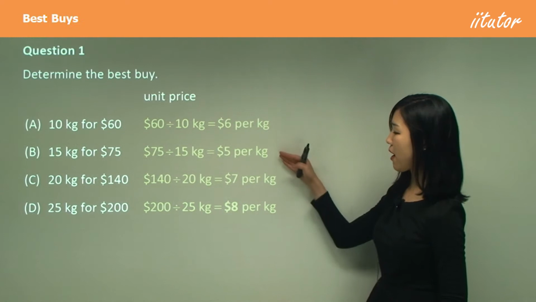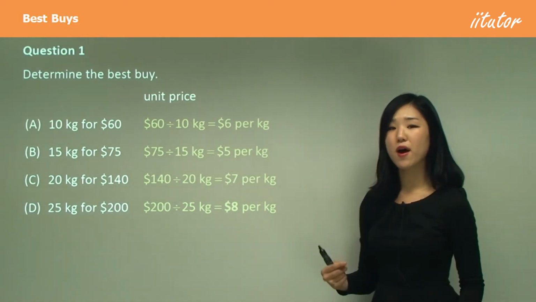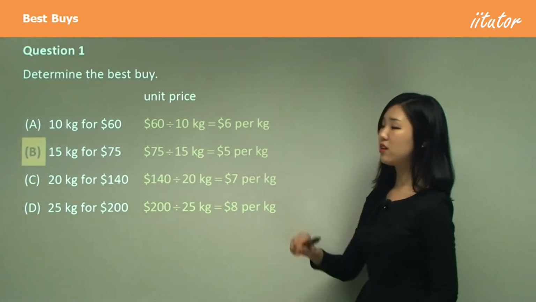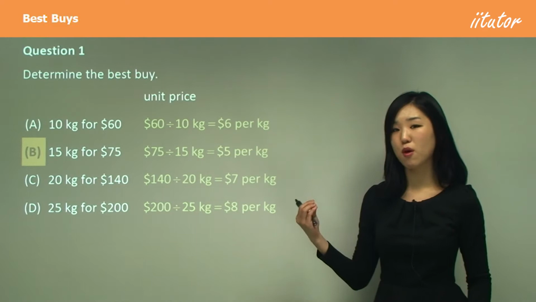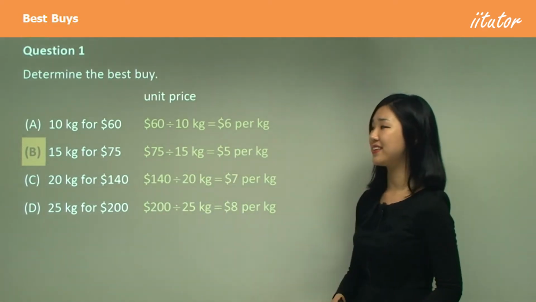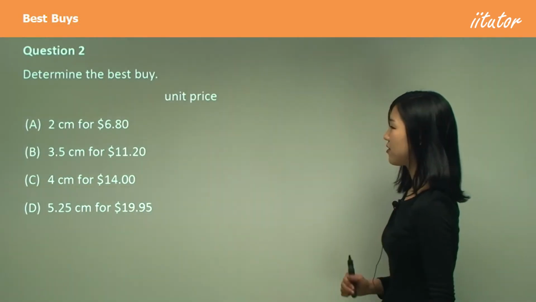So compare the prices. These are all the prices per 1 kilogram. Which one is the lowest? Must be B. $5 per kilogram is the lowest, so I should probably go for this option because I can get a much better bargain. Okay, so that's the idea. How simple is that?